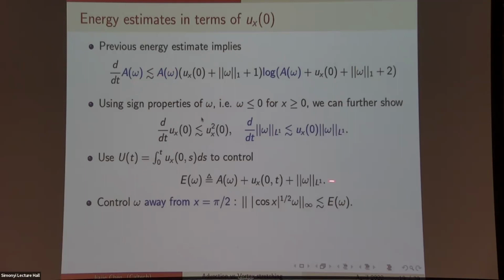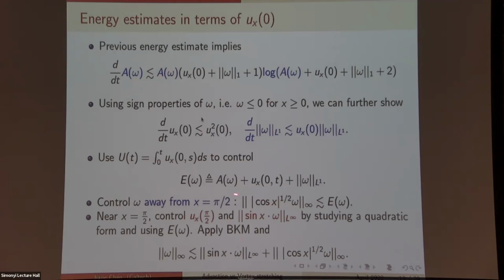Therefore, we can control this energy E, and by interpolation, we can control the vorticity near zero. However, we cannot control the vorticity away from zero because this weight is zero at pi over 2. So we still need to do something. This is done by controlling another special quantity, by starting with a quadratic form and using this energy E, which we have estimated. But because this is quite technical and due to time constraints, I will not discuss this part.